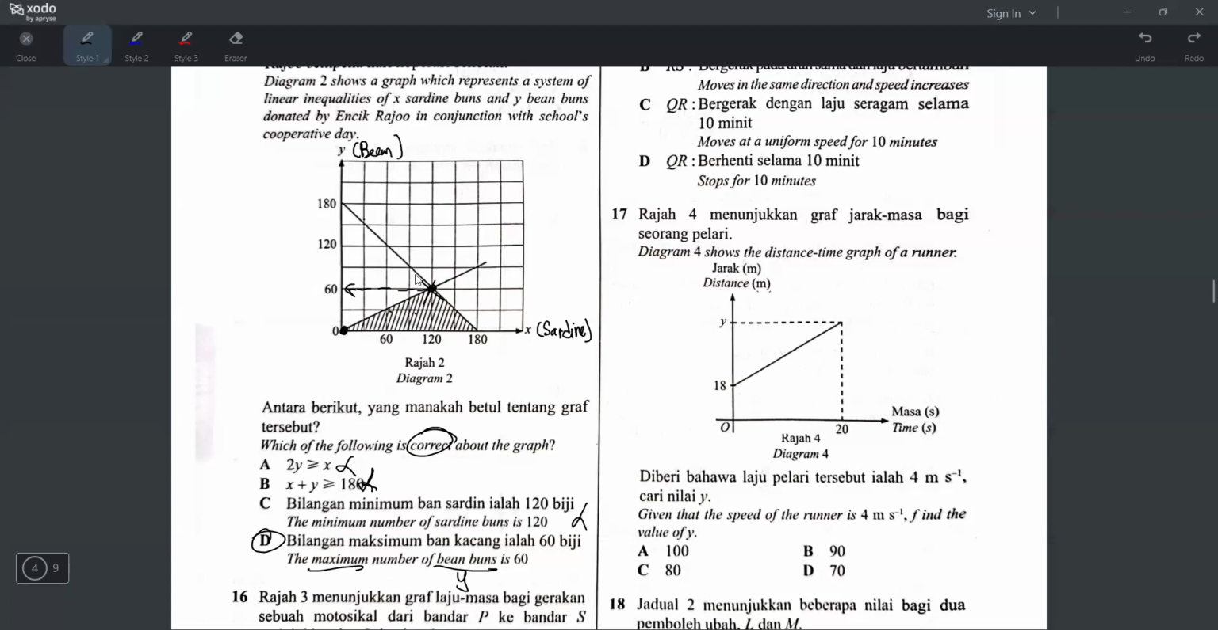Oh, but I want to mention one thing. If this line is a dotted line, a dash line, then you cannot take this point. Yeah, if it's a dash line, cannot. But if it's a solid line, then you can take the point at the corner. Okay. If it's a solid line, then you can take the point at the corner. So the corner point, this is the maximum. The maximum value of y is 60. Okay, done.